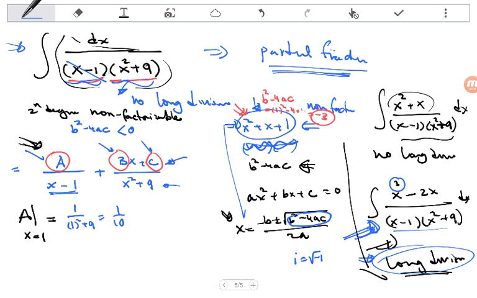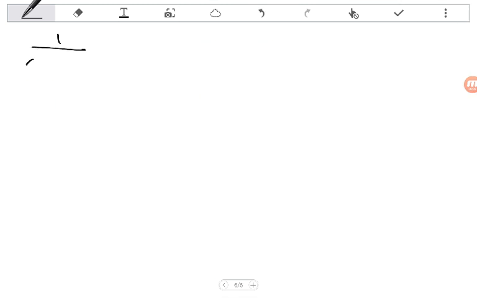Now I still have two constants that I need to find the values of. How would I do this? I need 2 equations. To find these 2 equations, I can use either of 2 methods. The first method, I will just write the problem again. 1 over (x minus 1)(x squared plus 9) equals a over x minus 1 plus (bx plus c) over x squared plus 9.